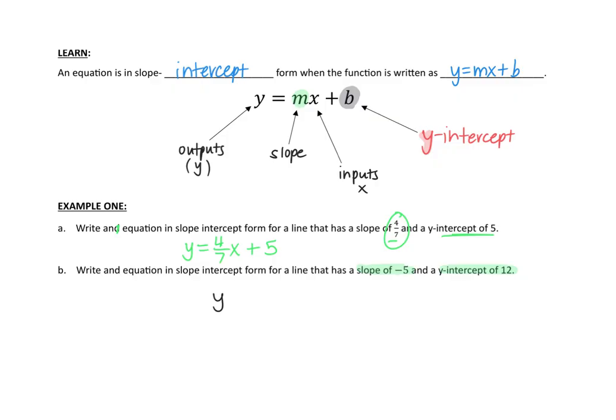We should get y equals, well, my slope is -5, so I'll write -5, and then I put an x by it, and then the y-intercept is 12. Just a quick reminder, x is not the slope, okay? Only the -5 is. So the x is just, depending on what the coordinate is or what we're working with, that can change, but the slope is just the -5 part.